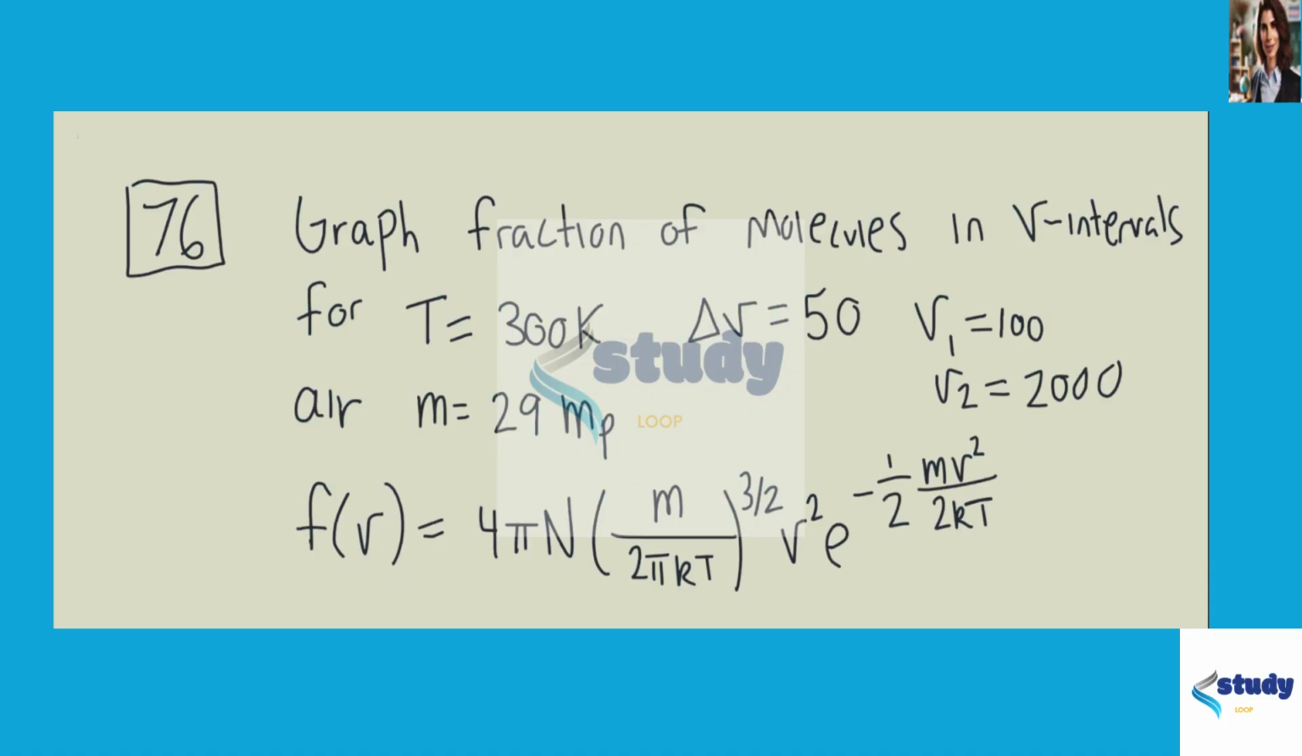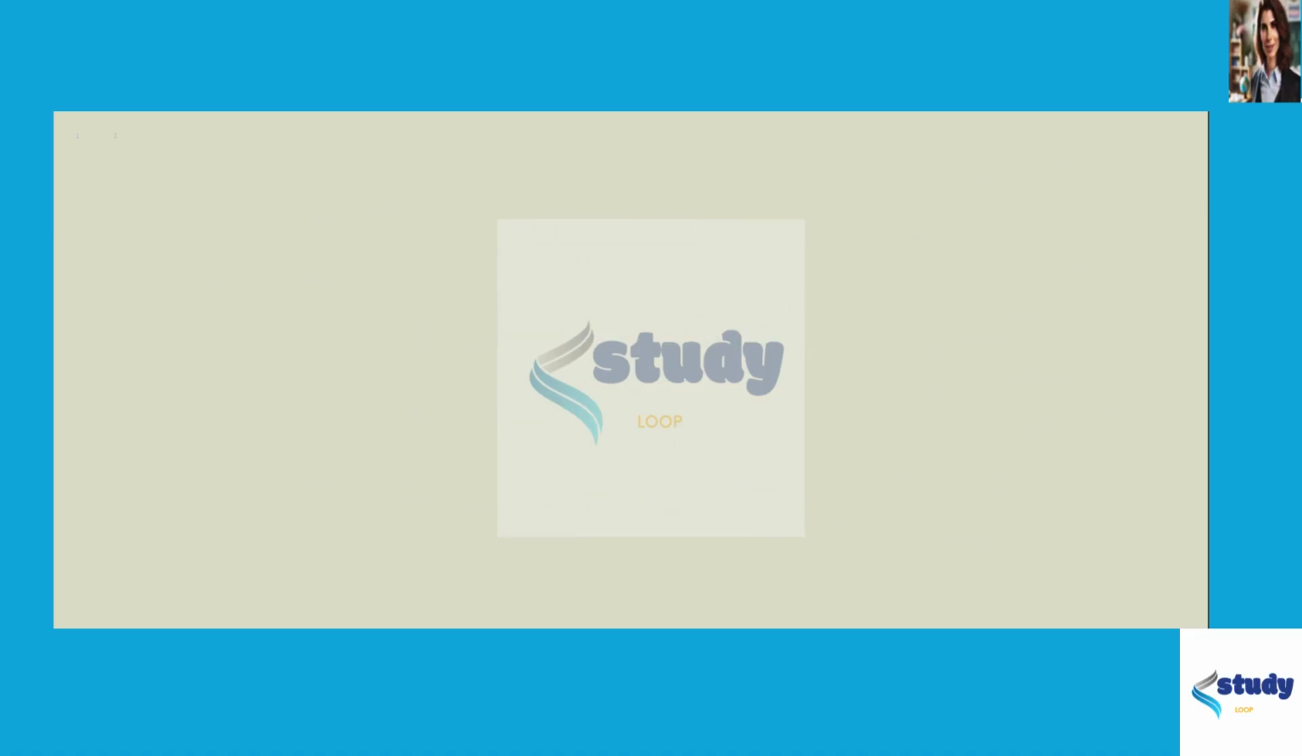Now, the important part is if we want to plot the fraction of molecules in a little velocity interval. If we're looking at a velocity between v and v plus a little delta v, the fraction of molecules in that little interval is going to be the probability density f(v), the Maxwell distribution, multiplied by delta v, all over big N. That would tell us the fraction of molecules.